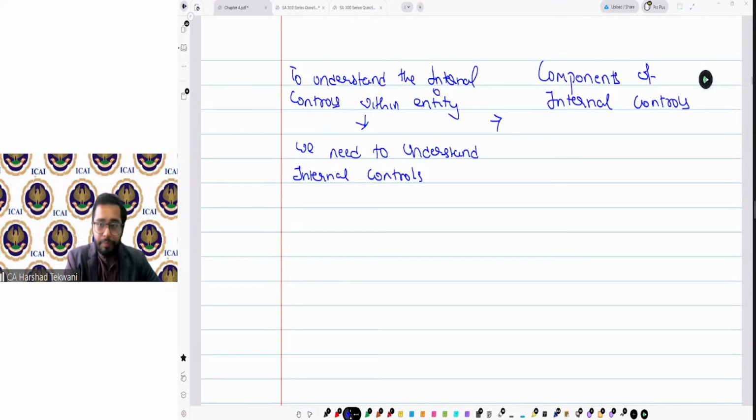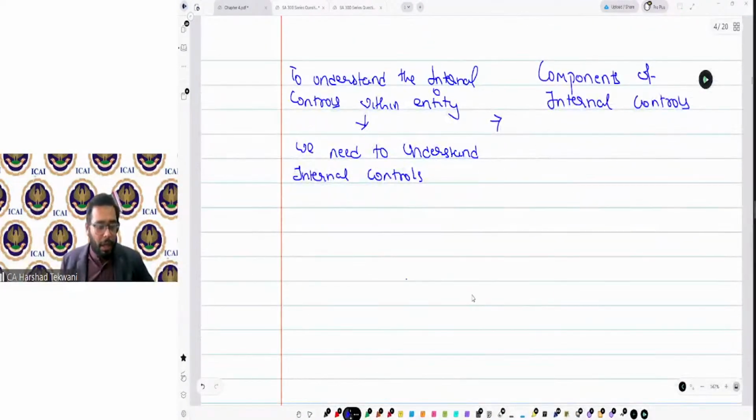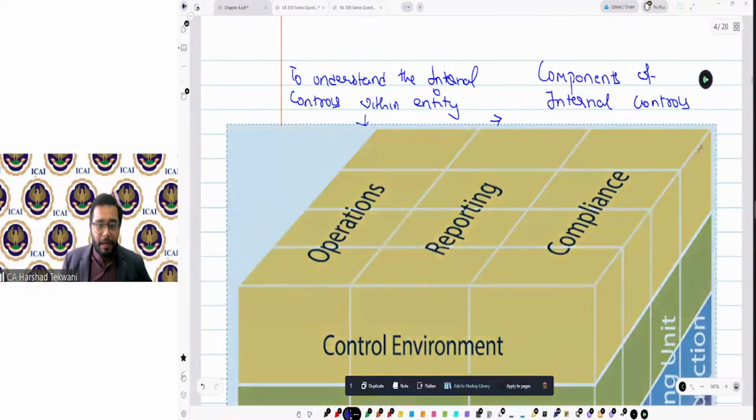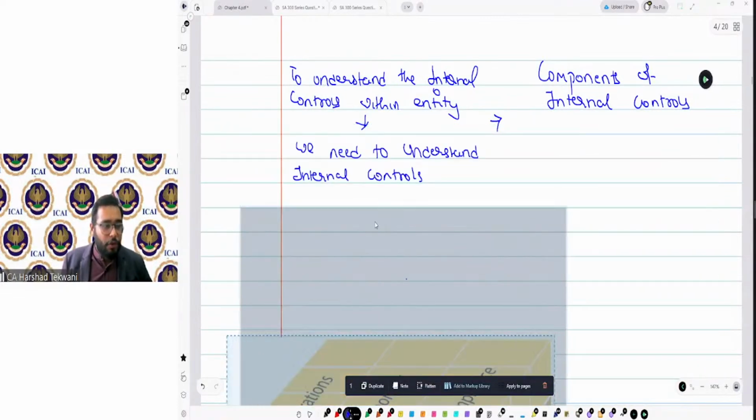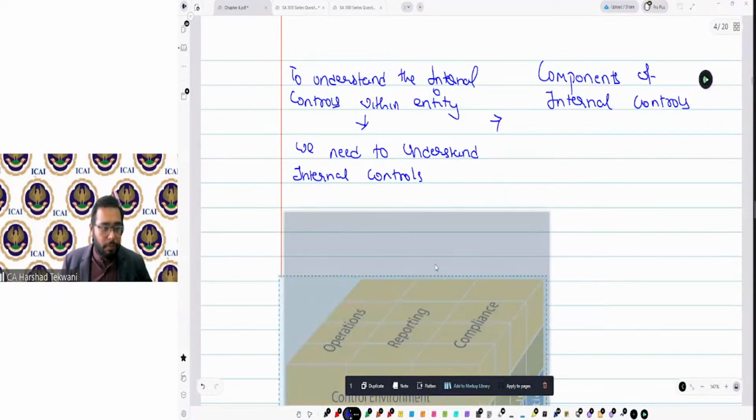Now, I'm not sure how many of you are familiar with the COSO framework. COSO framework is one example where you can understand the control. The COSO framework is used to establish the internal controls. If that framework is used to establish the internal controls, you can use the same framework to understand the internal controls.